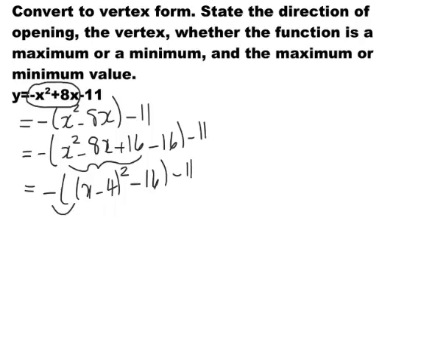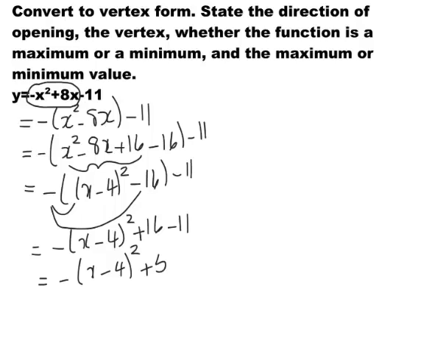Now I'm going to distribute negative inside, I get negative x minus 4 squared plus 16 minus 11, which is negative x minus 4 squared plus 5. Now, looking at this equation, we know that a is a negative number. So this means the parabola opens downward. So we know the vertex is maximum. Now the question is what is the maximum value, because the coordinate of the vertex is 4 and 5, so we say the maximum is equal to 5.